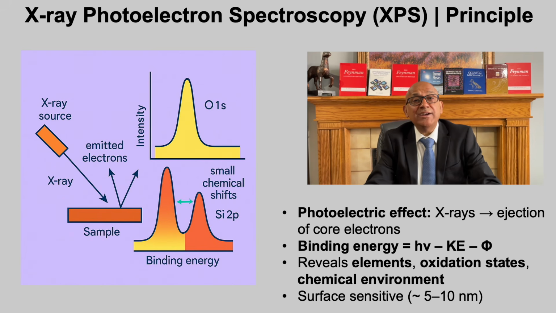Because each element has characteristic core level energies, the resulting peaks serve as elemental fingerprints. Even more, small shifts in the peak position, called chemical shifts, reveal oxidation states and local bonding environments, such as differentiating between silicon 0 and silicon 4+ in oxides.